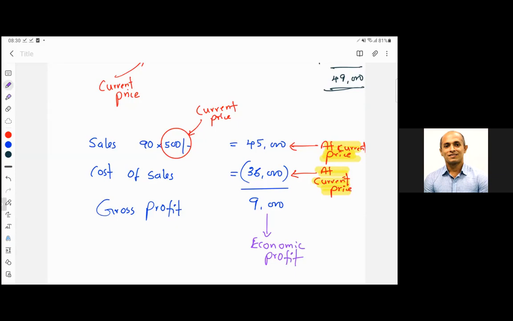Because your profit is not affected by the price level changes, your profit reflects the result of your trading activity, the result of your business activity. It's not affected by changes in price level. So you see, this is economic profit.